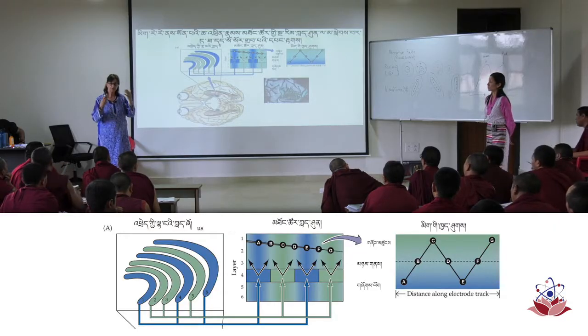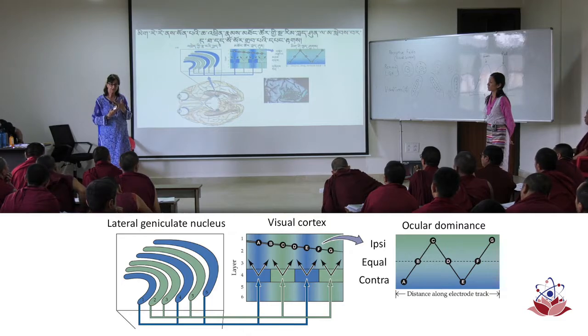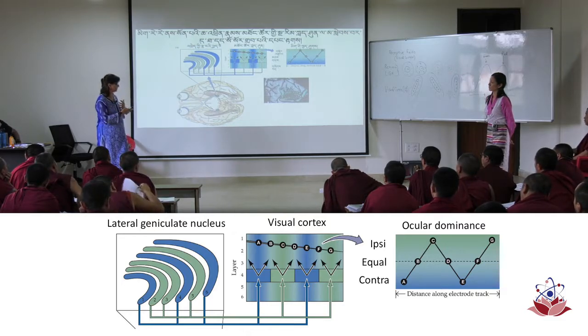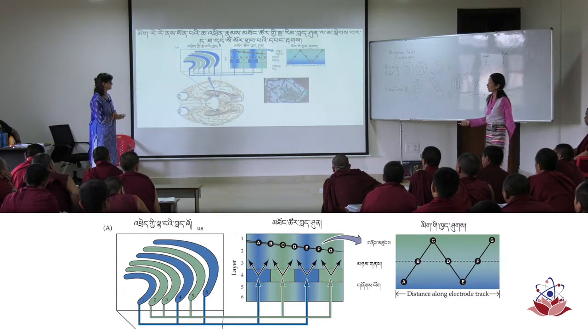This doesn't happen. Instead, what happens is that the neurons project across the optic chiasm into the lateral geniculate nucleus, into separate layers.